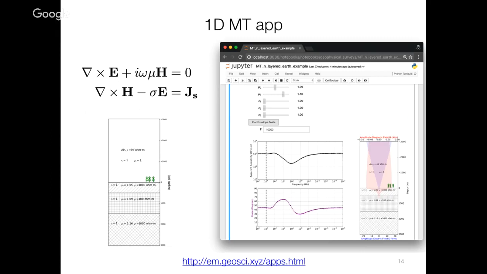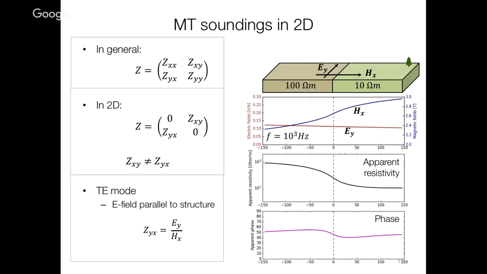We have an app that allows you to simulate what the impedances are and what the fields are like as you go down into the Earth. And not only can you change conductivity, but you can also change mu and epsilon. So in 2D, things get a little bit more complicated.